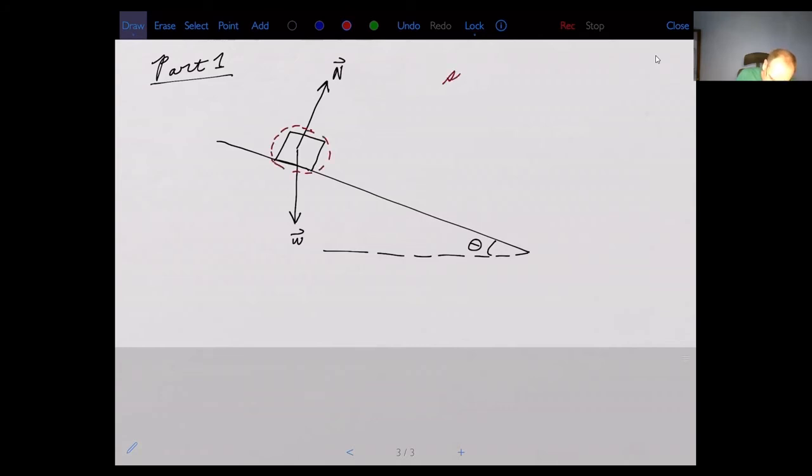So the system is just a cart in this case. So if we go to that equation for the net work done, remember the net work done is equal to the change in kinetic energy plus the change in gravitational potential plus the change in elastic potential plus the change in thermal, etc.